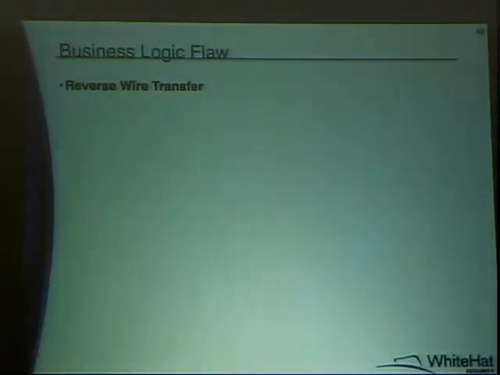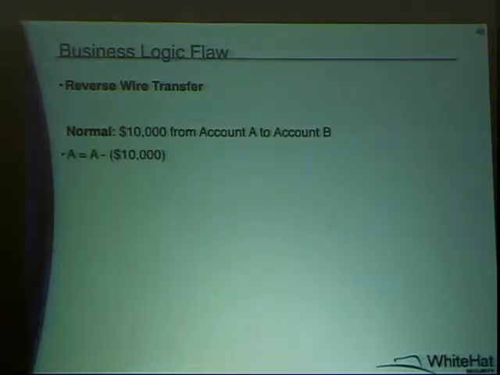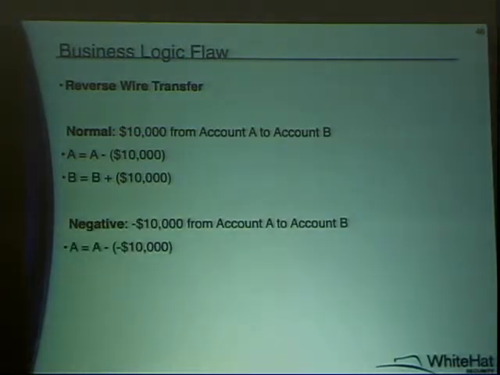is something we call a reverse wire transfer. Depending on how the system's architected, it might have some very interesting math in how you do a wire transfer. In a normal case, if you wanted to transfer $10,000 from account A to account B, generally the formulas will be the new account A value is A minus the value you want to transfer, $10,000, and B, you want to add $10,000 to the account you want to transfer money to.